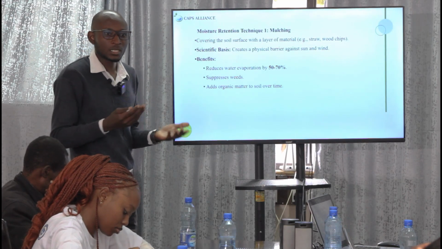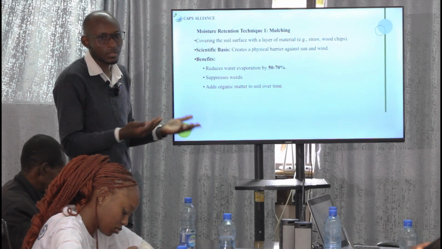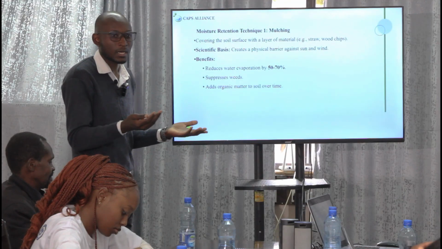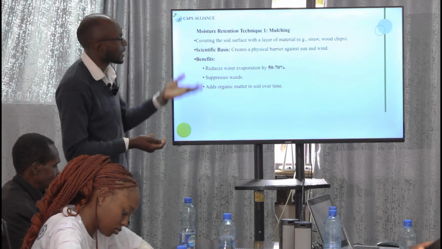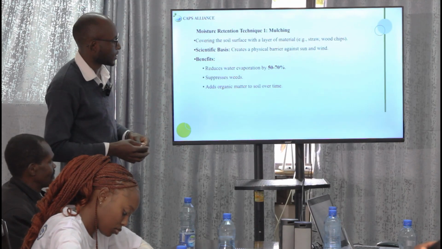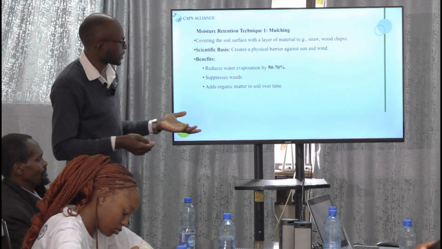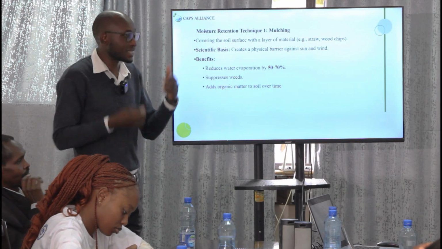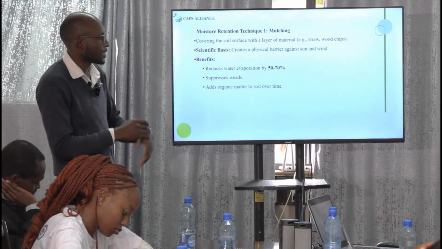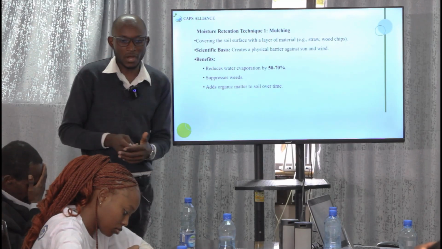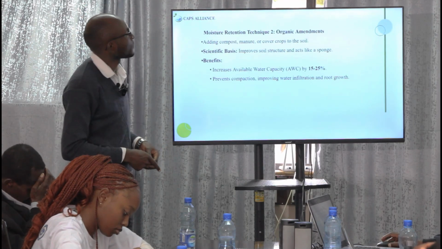Mulching, using vegetation cover on the soil, helps to conserve moisture. That is covering the soil surface with a layer of material. And the essence of using that is actually suppressing the weed. Besides maintaining moisture content, suppressing the weed then adds organic matter, as we are going to see.